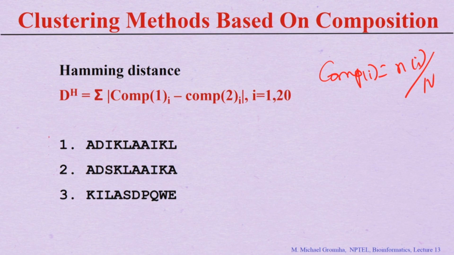Now, I get 3 sequences. So, how many clusters can you put these 3 sequences in, and which 2 sequences are close to each other? Just use this formula: Hamming distance is equal to composition 1 of I minus composition 2 of I, take the absolute difference, I varies from 1 to 20. So, what is the composition for sequence 1?